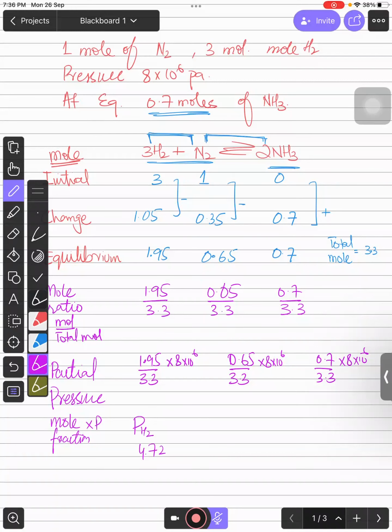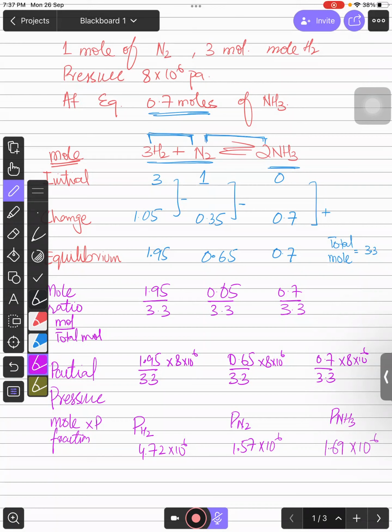And if you talk about the partial pressure of nitrogen, it is 0.65 divided by 3.3. So it is telling us partial pressure of nitrogen is 1.57 10 raised to the power 6. And if you talk about partial pressure of ammonia gas on the total pressure, it is 1.69 10 raised to the power 6. These are the partial pressures.